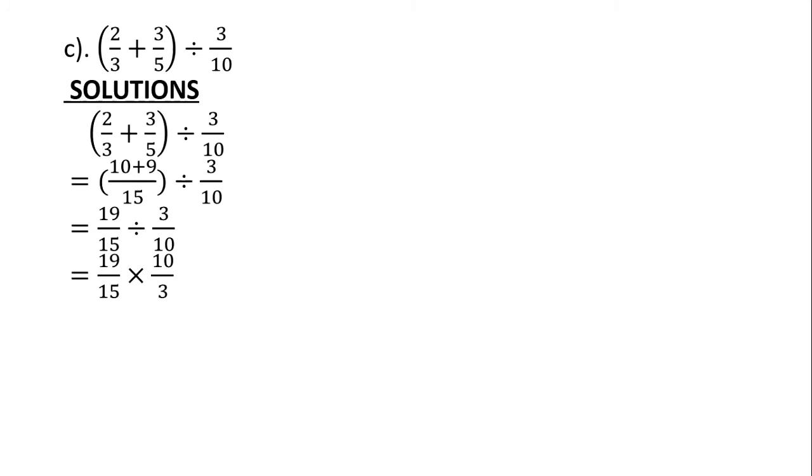Multiply the numerators on their own and the denominators on their own. 19 times 10 will give us 190. 15 times 3 will give us 45. Divide 45 into 190, you get 4, a whole number, remainder 10 over 45. We can always take 10 over 45 to its lowest terms by dividing 5 into 10, which will give us a 2. 5 into 45 will give us a 9. So 4 a whole number 10 over 45 is the same as 2 over 9.